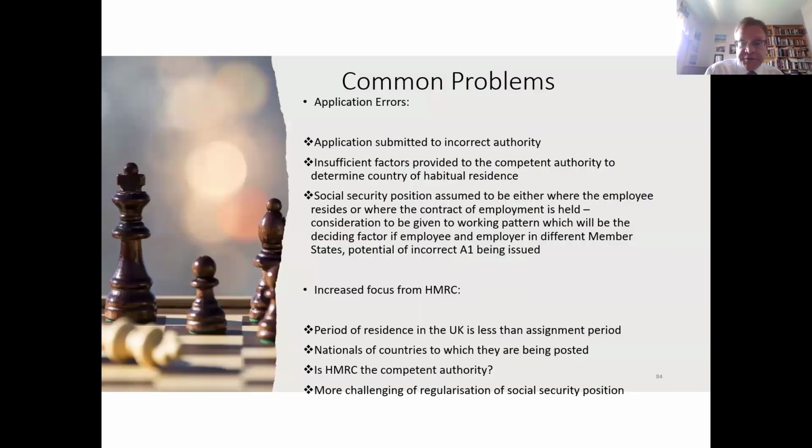There are issues with this. Often there are application errors, applications submitted to the incorrect authority. Generally speaking, you submit the application to the authority where you are trying to remain subject to national insurance. And national insurance is generally in one country, not in 2, a bit like you only have one car insurance.